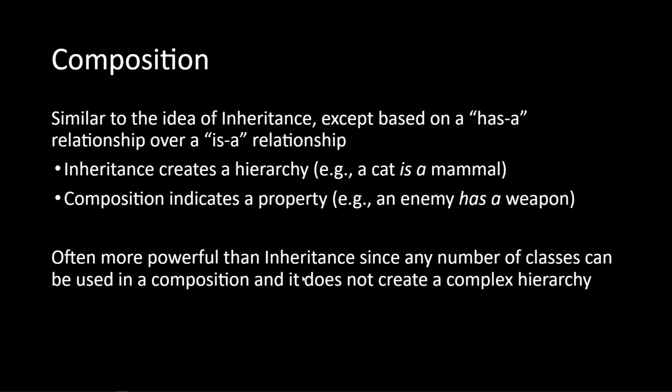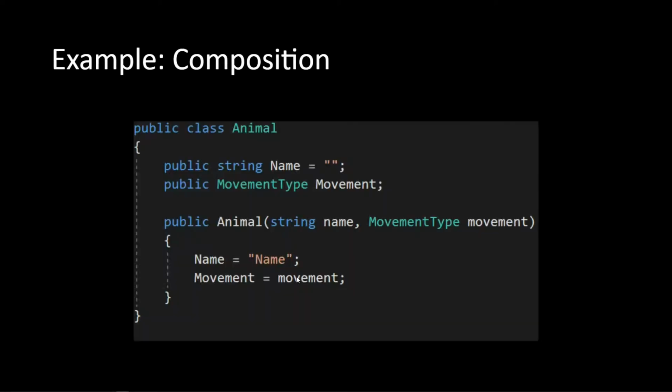Often this is more powerful than inheritance because any number of classes can be used in a composition. In other words, a game object can have any number of components on it, for example, and it does not create a complex hierarchy this way, right? So we can have this sort of flat structure where one game object has lots of components without having them derive one from another. So it's a simple way to create this inheritance-like behavior by using prefabs and using multiple components per object and so on, right?